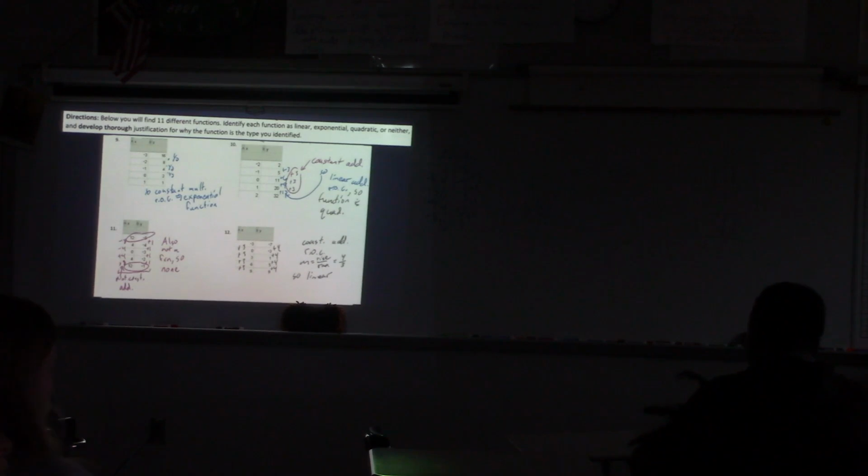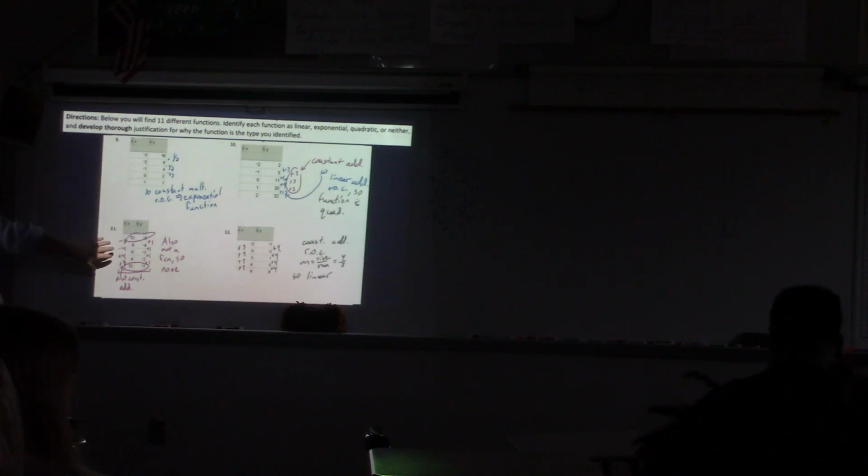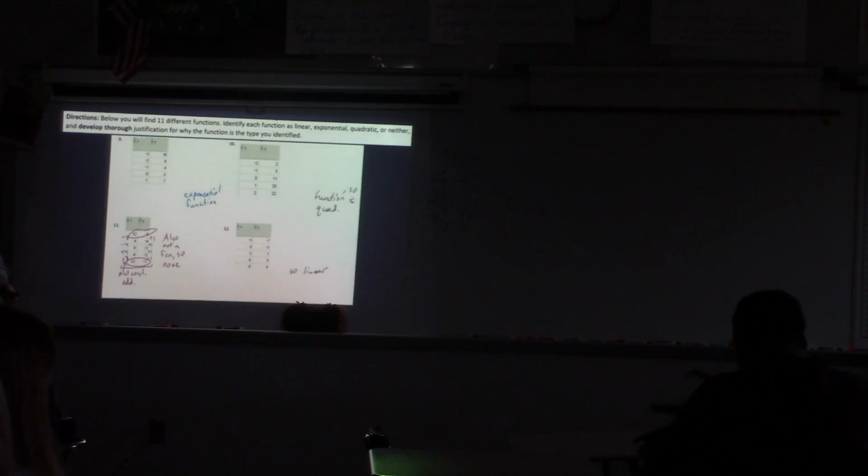Now I will point out, this is a function, right? Each input maps to one and only one output. Is it a relation? A function is just a special type of relation. That's it. This is not a function. Is it a relation? Yes. All a relation is, is a mapping of inputs to outputs. A function is a special type of that relation.